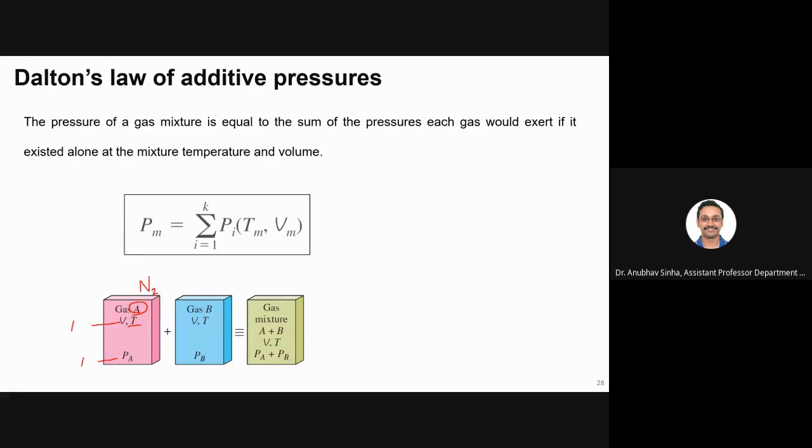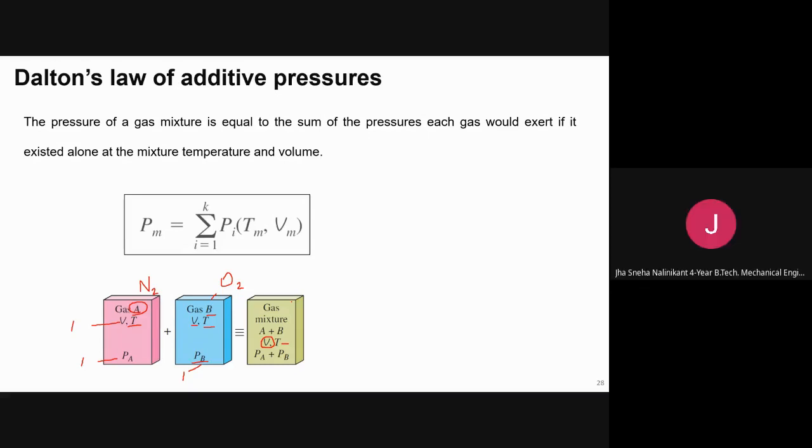Now gas B, let us say that this is oxygen. Any gas you can take, I'm just taking some example. Volume is, let us say, again 1 meter cube, and temperature is 30 degrees Celsius. This is also atmospheric pressure, 1 atmosphere. So if I take these two gases and I fill them in another container which is also of the same volume, let us say this is 1 meter cube at room temperature, what will be the pressure of this mixture?